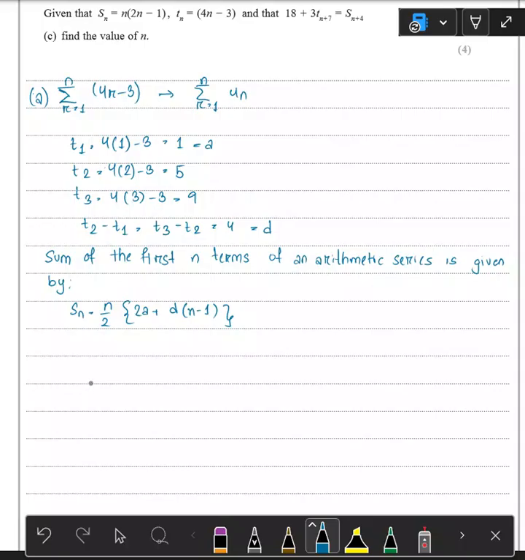Now here the question is asking us to find the summation of the n terms.